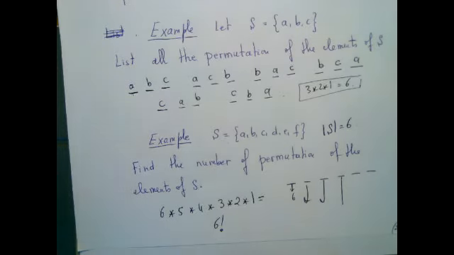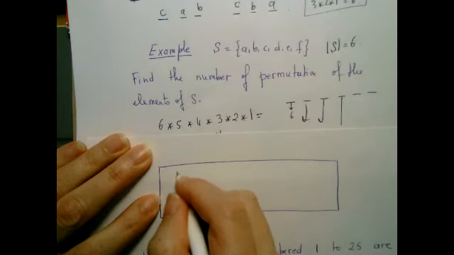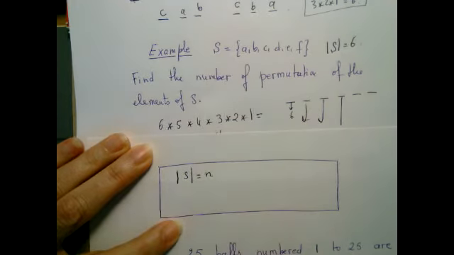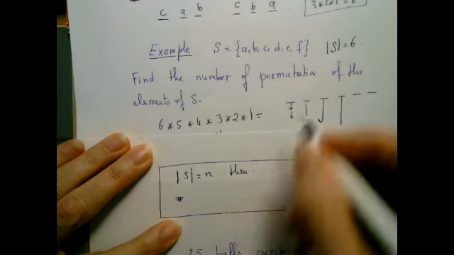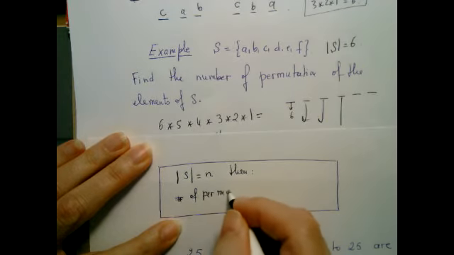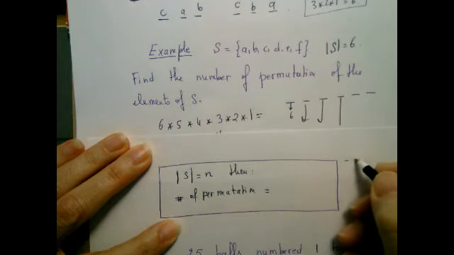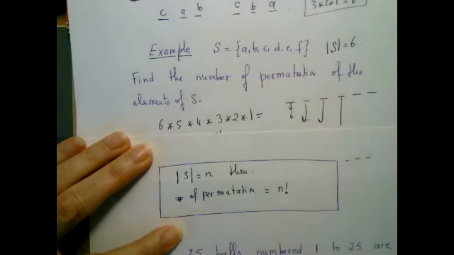All right? So in general, what's the rule? The rule is, if you have any set, and if the cardinality of the set is n, so the set has n elements, then the number of permutations, so the number of ways we can arrange the elements of the set, is n times n minus 1 times n minus 2 and so on, which is n factorial. Okay.